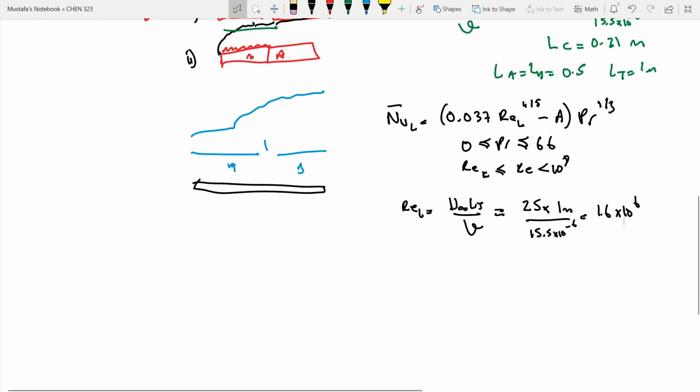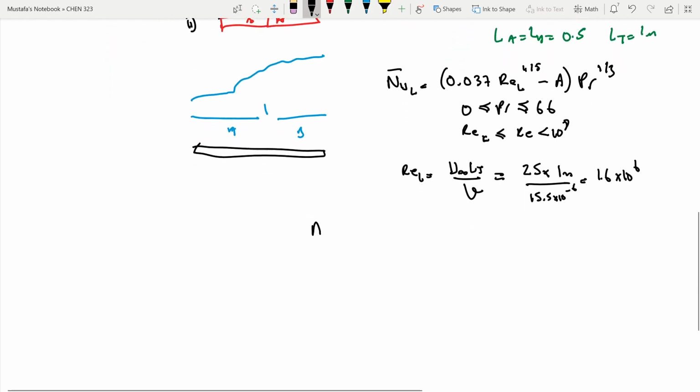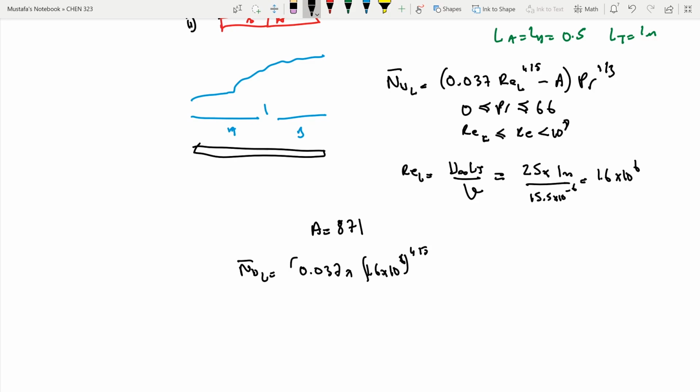So now I substitute everything. A, we mentioned this in the slides, is 871. So the Nusselt number will be equal to 0.037 times 1.6 times 10 to the 6, to the 4/5 power, minus 871, multiplied by 0.708 to the 1/3 power. If you do the math, you'll get 2270.